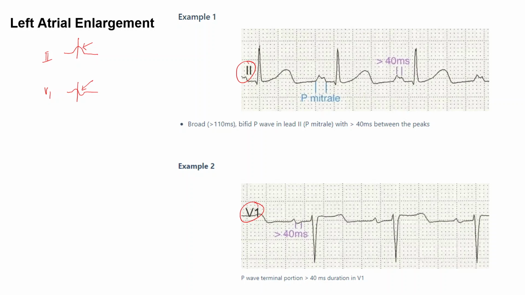Okay. So what will happen in lead 2? In lead 2, you'll get a bifid P wave. This we have already discussed in our previous basic ECG videos. So bifid P wave, and the distance between the two peaks will be more than 40 milliseconds. And it will be a broad P wave, that is more than 110 milliseconds or more than 120 milliseconds. Okay, so these are the findings in lead 2.